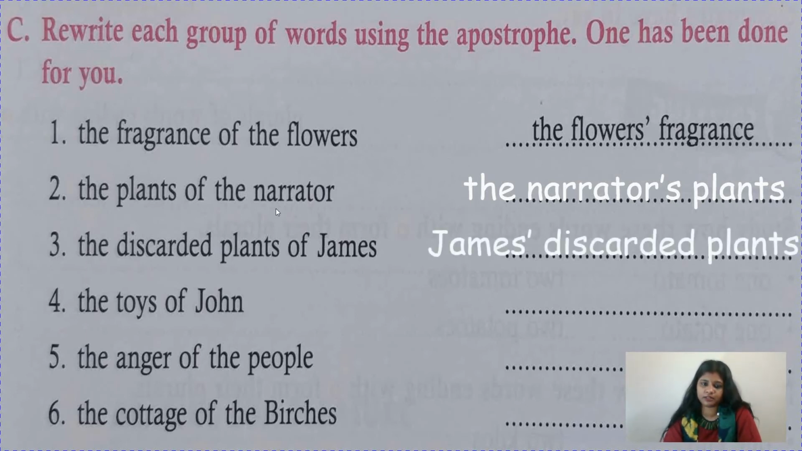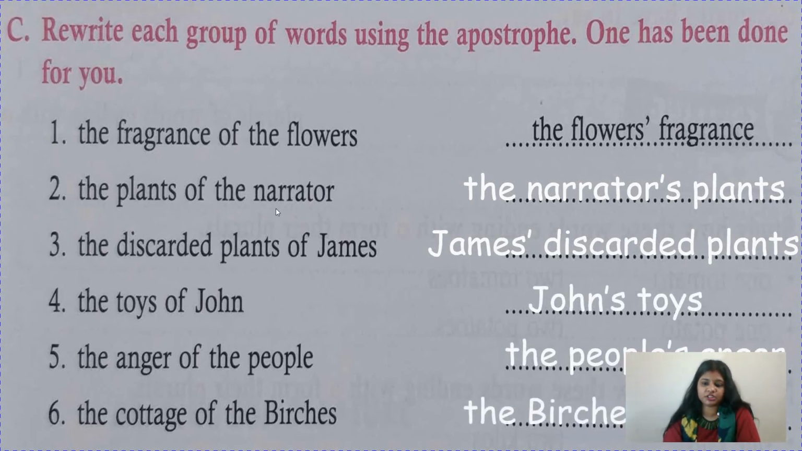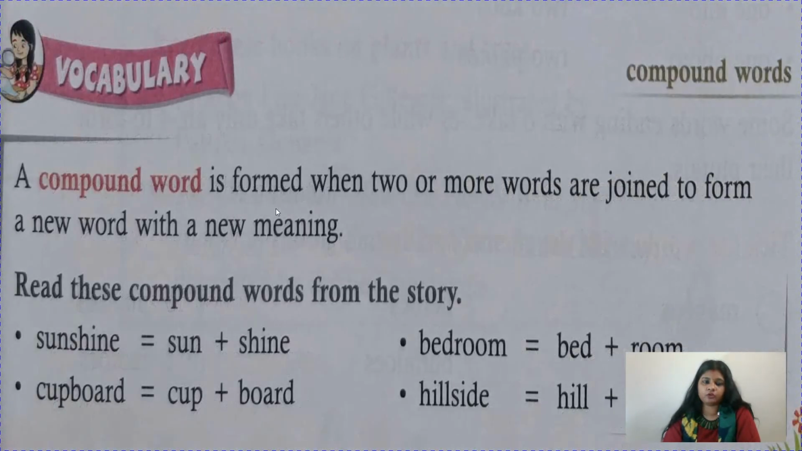James' discarded plants. The toys of John. John and then apostrophe S. John's toys. The anger of the people. The people's anger. Okay, apostrophe S. The cottage of the beaches. See, it is plural, so we will give the apostrophe after S. The beaches' cottage. Now vocabulary, children, you have to learn compound words.